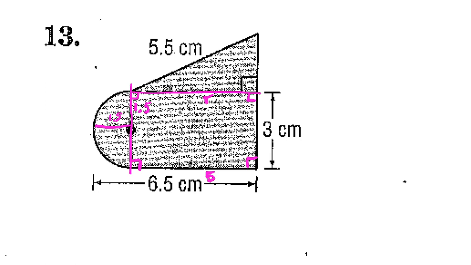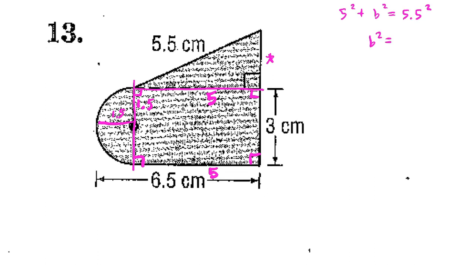And then up here we have a 5 and a 5.5, so we just have to do the Pythagorean theorem to get this side. So 5 squared plus b squared equals 5.5 squared. I'm going to do that on a calculator. 5.5 squared minus 5 squared, so b squared equals 5.25. Okay, so b is the square root of 5.25.